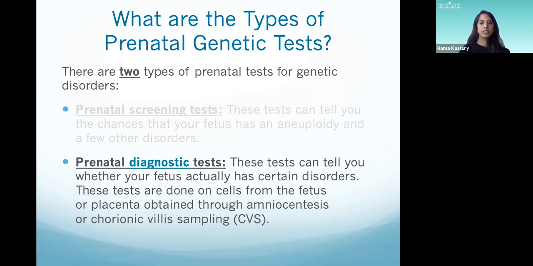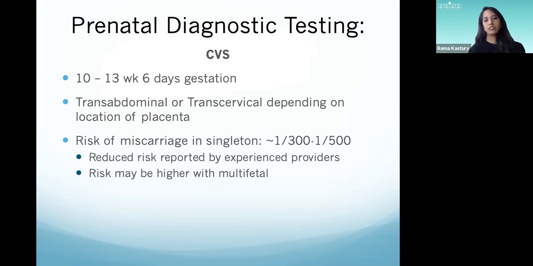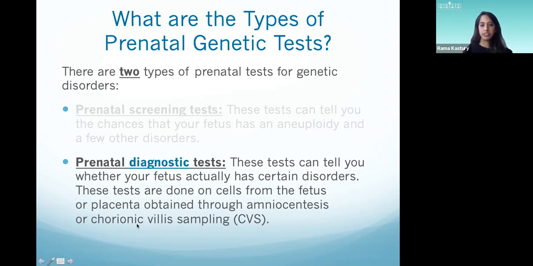So focusing on diagnostic testing, it is typically done by either CVS or amniocentesis. Because it is invasive testing, we need to obtain a sample of the baby's cells from somewhere. That can be either directly from the placenta, which is CVS, or the fluid around the baby. And unfortunately, or fortunately, depending on how you look at it, both CVS and amniocentesis are a little procedure where it is a needle either through the belly or through the cervix.